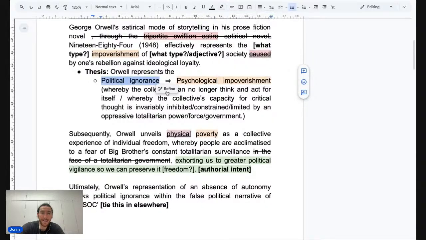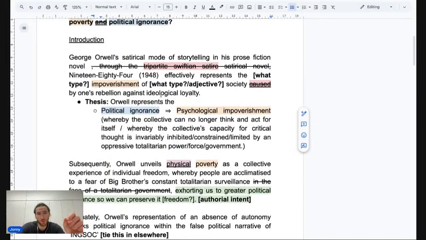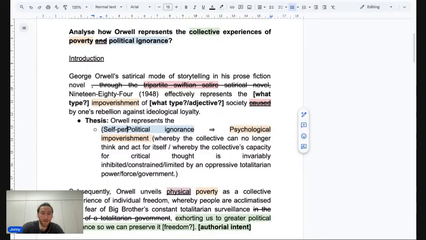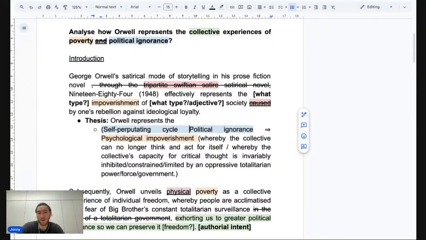Which way does the cause and effect relationship travel? I think here the ignorance leads to the psychological impoverishment because now you can't think for yourself. You don't know what's going on. It also is a self-perpetuating problem. The more ignorant you are, the worse the state of poverty becomes because you can never get out of it. So it's a self-perpetuating cycle. That's the paradoxical nature of political ignorance.